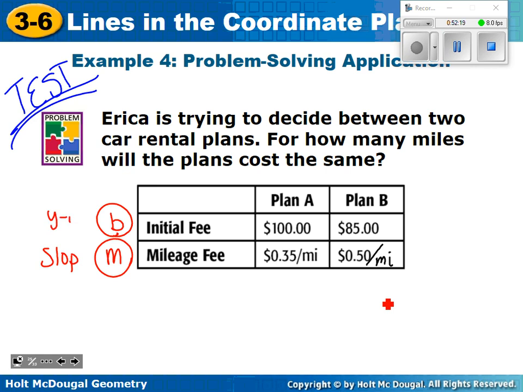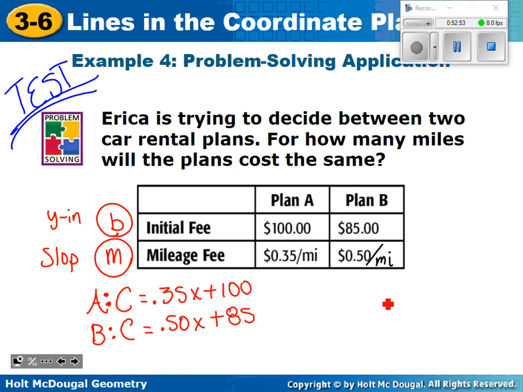So let's write an equation for each plan. Starting with Plan A. What would my equation be for the cost? So you can use y. I'm going to use c for cost. It doesn't matter. But this is Plan A. Cost equals what? 0.35x plus 100. Okay? The cost for Plan B. Y equals, or c equals, 0.50x plus $85. What are we trying to figure out? Okay, how many miles before they cost the same?